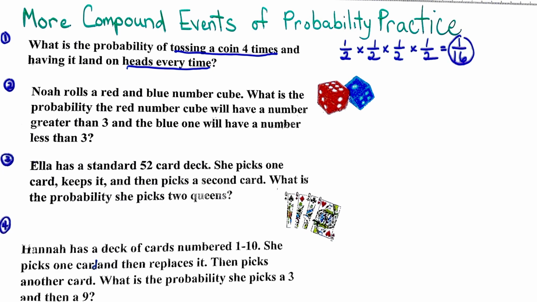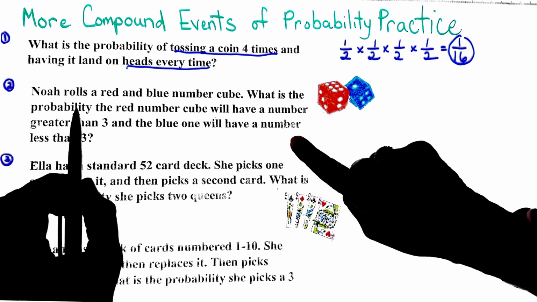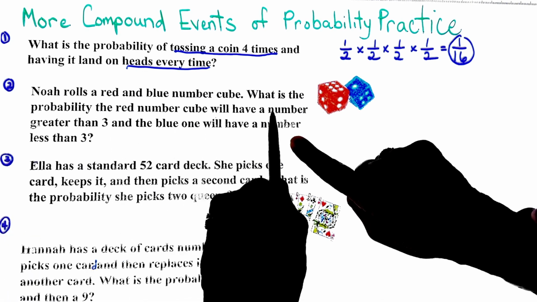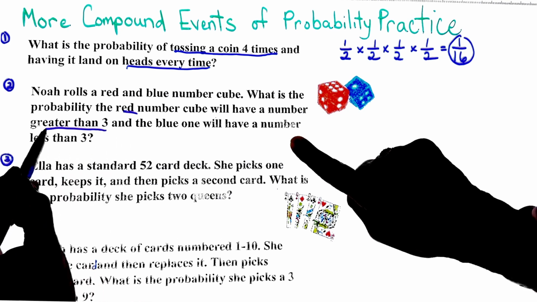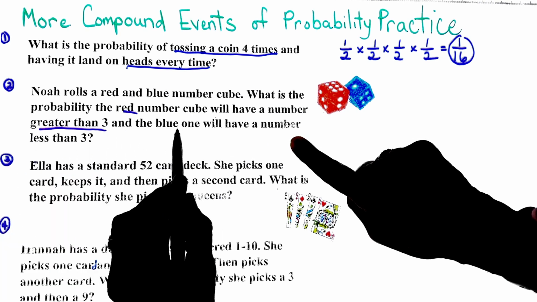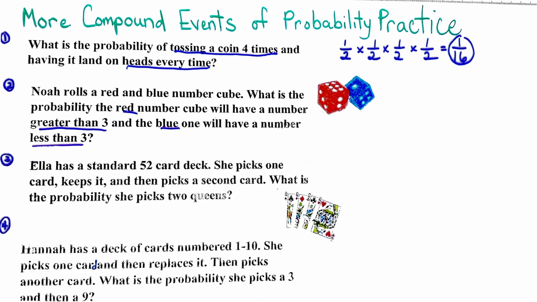So let's look at number 2. Noah rolls a red and blue number cube. What is the probability the red number cube will have a number greater than 3 and the blue one will have a number less than 3? Okay, so we see we have 2 number cubes here. So we're talking about red and we're saying it's going to be greater than 3, and the blue will have a number less than 3. So we want to know, what are the chances of that combination coming up?